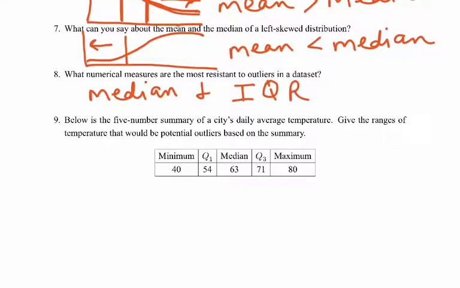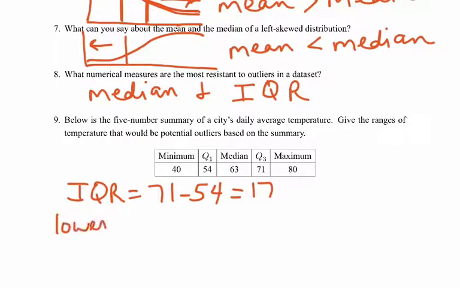Below is a 5-number summary for a city's daily average temperature. Give the ranges of temperature that would be potential outliers based on the summary. To find this out, we're going to be looking at where those upper and lower fences would be. First, we need the IQR. The IQR is going to be 71 minus 54, Q3 minus Q1. So I'm getting an IQR of 17.